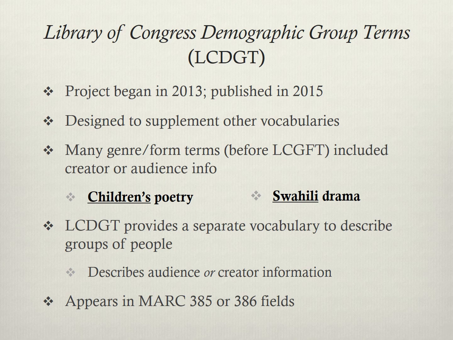There are two different facets basically to those descriptors. The Library of Congress demographic group terms, or LCDGT, is an attempt to start separating out some of these additional facets into other vocabularies. We will find these designated in MARC 385 or 386 fields. 385 is for audience characteristics, and 386 is for creator or contributor characteristics.